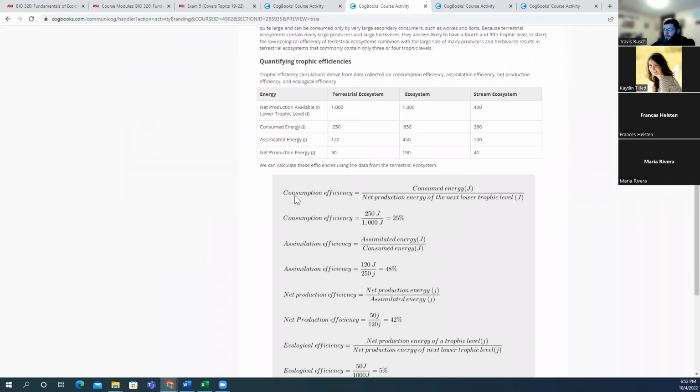And then for solving the first one, consumption efficiency, that's consumed energy. So we would just find that would be 250 for the terrestrial ecosystem, right? And on the bottom is the net production energy of the next lower trophic level, and that's this one. Oh no, wait, sorry, I can't read. It's the net production available in lower trophic level, just as it says right there.